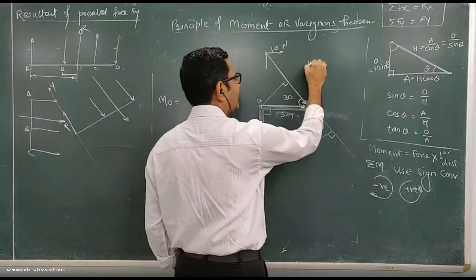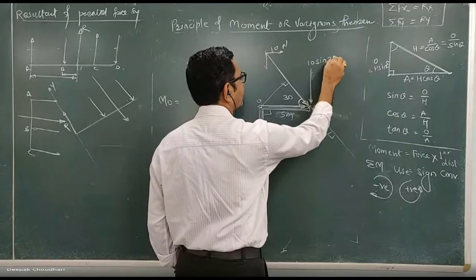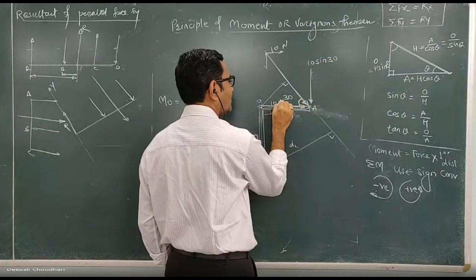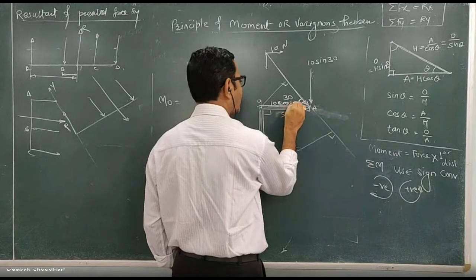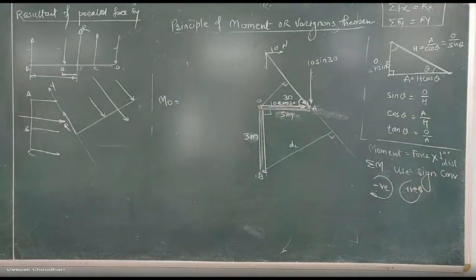So this vertical component becomes 10 sin 30 and this horizontal component becomes 10 cos 30. I hope all of you are comfortable with this resolution. Any difficulty in resolution? So explain once again. No, sir. Resolution.